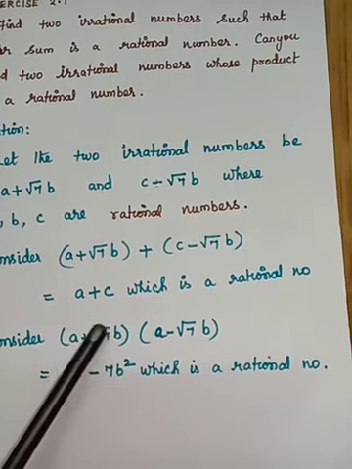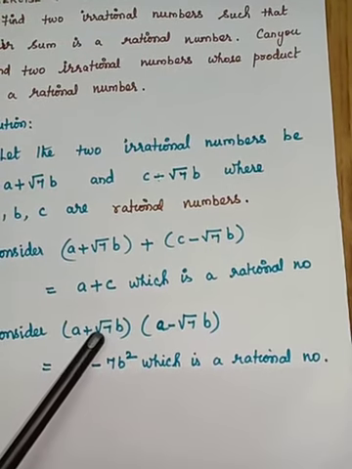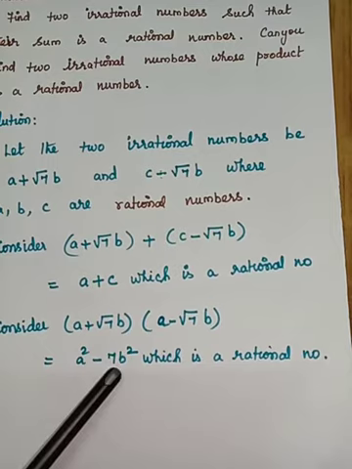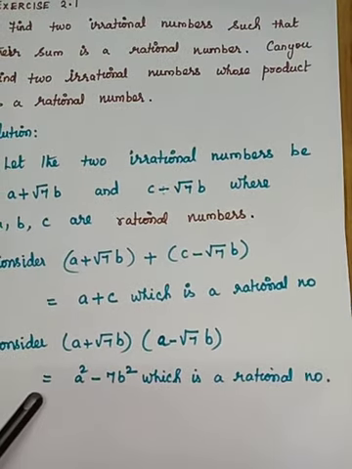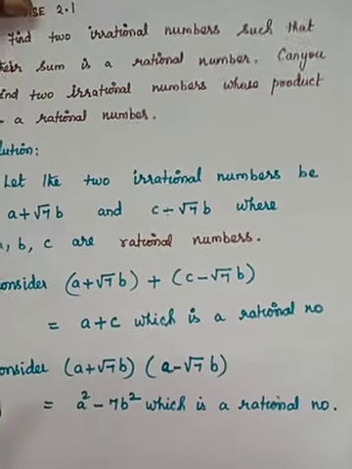So, root 7b the whole squared. Root 7 the whole squared is 7, and b squared is b squared. So, this number is a rational number. So, we have proved the fourth problem.